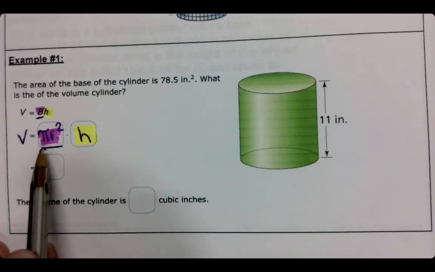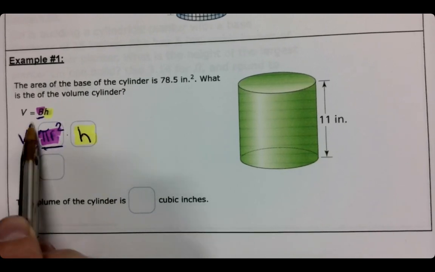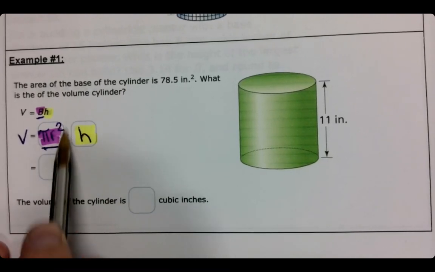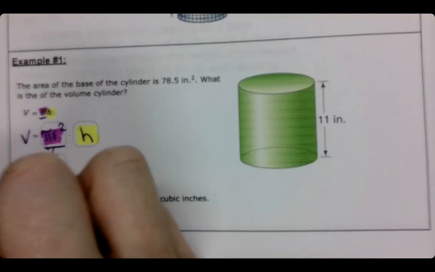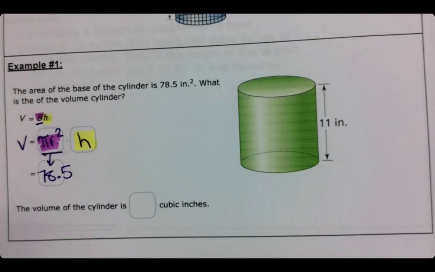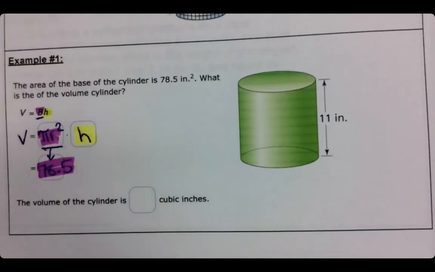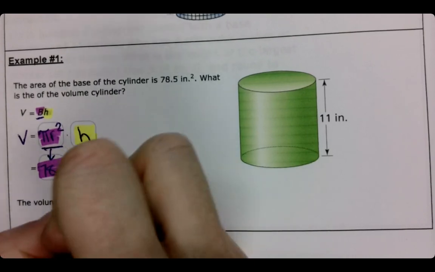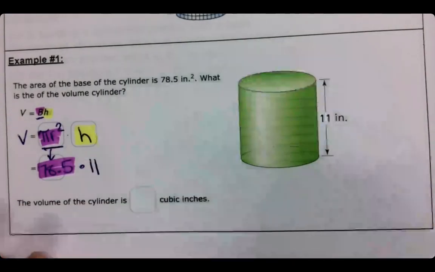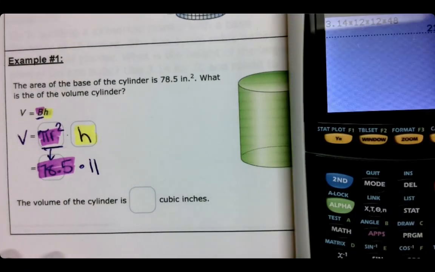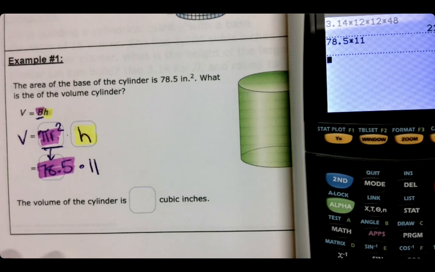So they're saying that the area of the base, so this whole thing right here, is equal to 78.5. They're saying that whole thing right there is equal to 78.5. And then we're timesing it by the height, which is 11. So if you do 78.5 times 11, what do you get?